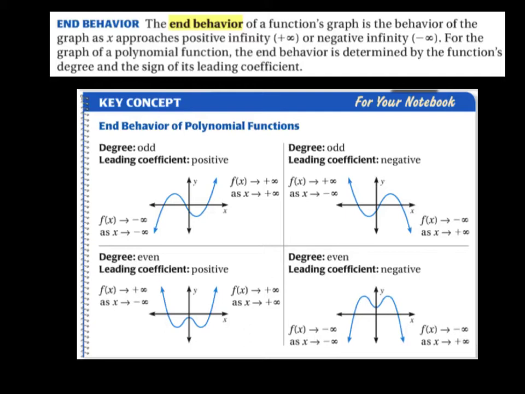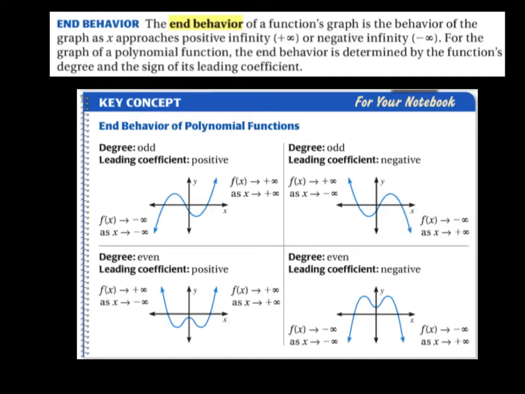Once you know what those two pieces are, you can determine exactly what the function does as x approaches negative and positive infinity. So for here, if we have an odd degree with a positive leading coefficient, as x approaches negative infinity, our function is going to decrease and approach negative infinity. As x approaches positive infinity, our function is going to increase and approach positive infinity. For an odd degree and a negative leading coefficient, as x approaches negative infinity to the left, our function is increasing and approaching positive infinity. As x is getting bigger to the right, our function is decreasing and approaching negative infinity.